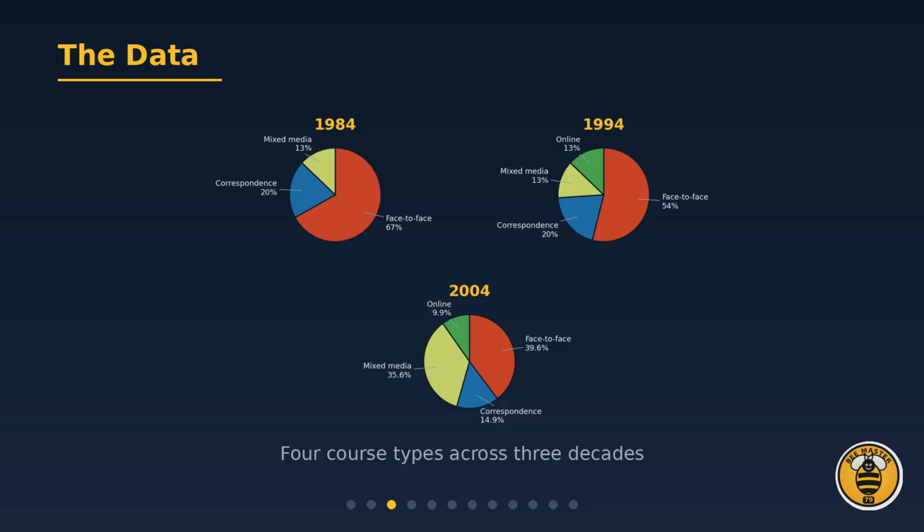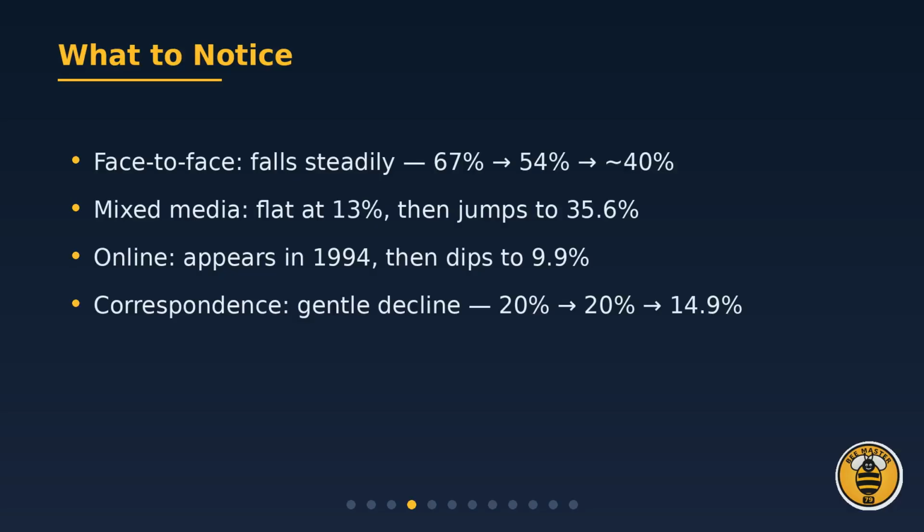Let's read the data. There are 4 categories: face-to-face, correspondence, mixed media, and online courses. Notice that online courses only appear from 1994 onward. That's an important detail to mention.